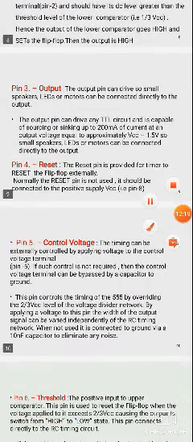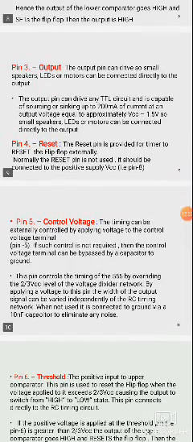The reset pin is provided to the timer to reset the flip-flop externally. When the reset pin is used, it should be connected to the positive supply VCC at pin 8. So mainly, whenever the reset pin is not used, it should be connected to the positive supply VCC.